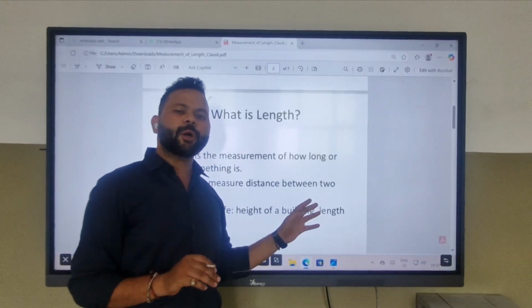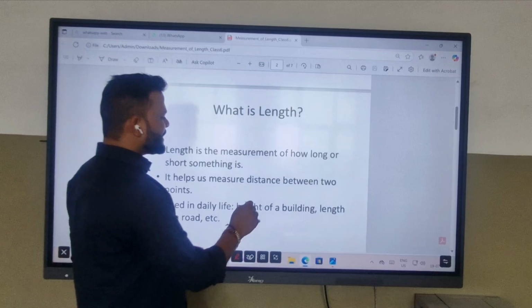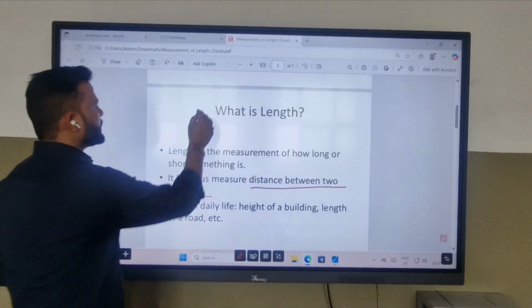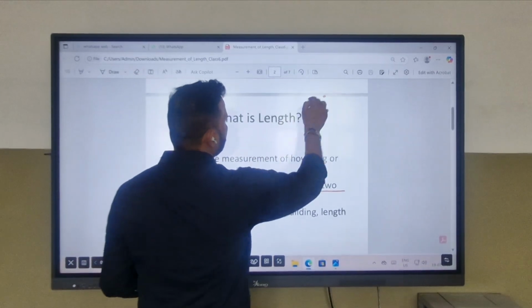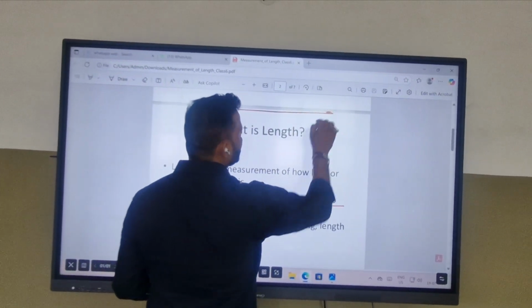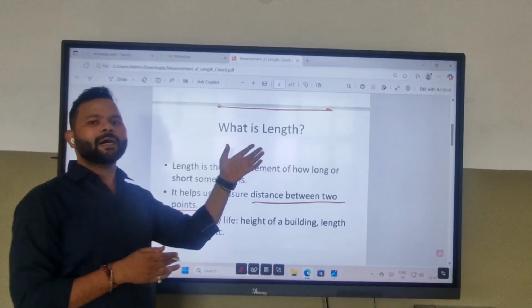Now, here we will discuss length. A very basic definition of length: it is the distance between 2 points. Suppose I have a point here and a point here. I want to measure the distance between them. This is called the length between these 2 points. So the distance between 2 points is called the length.